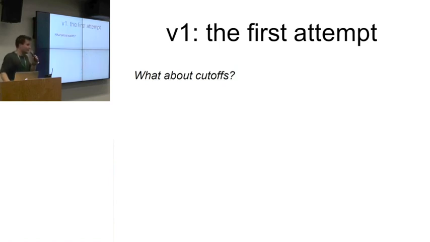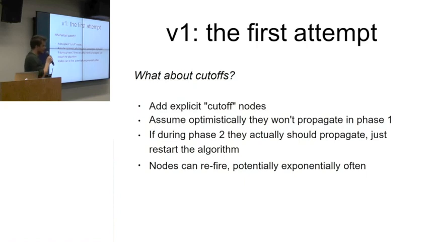So what do you do to fix it? You just optimistically assume that they probably don't propagate, so it's fine. In this way, you can add an explicit cutoff node. You can say, well, probably don't propagate, it's okay. And if in your second phase you come to recalculate the node and realize, oops, they did change, then you just need to restart your whole algorithm. And surprisingly, as bad as it sounds, that actually works very well.